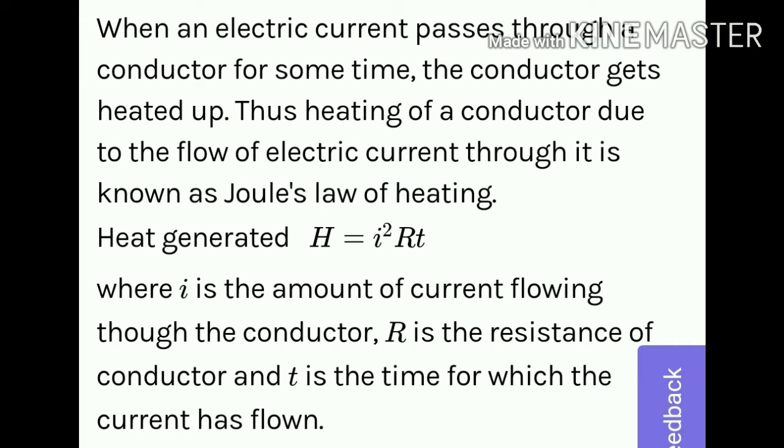In this formula, H represents the heating effect, I stands for the current flowing through the conductor, R represents the resistance of the conductor, and T is the time for which the current flows through the conductor. Remember the formula once again. It is H = I²RT.